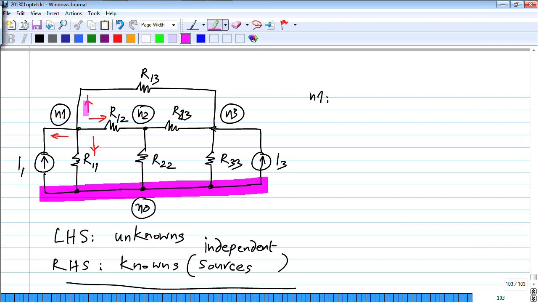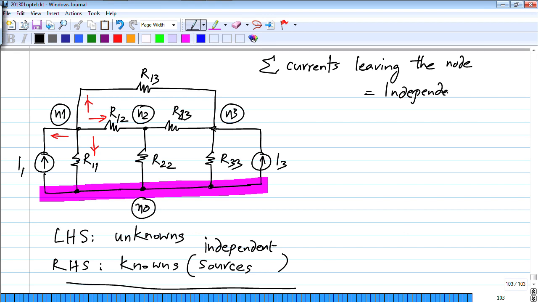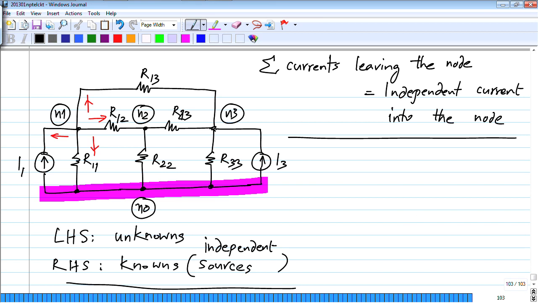So for instance, if I write the KCL at this node, the current through R13 is unknown, current through R12 is unknown, R11 is unknown. All those things I will group on the left hand side. And this current flowing out is due to a current source, independent current source. So that's a known quantity and I will push it to the right hand side. So the way I will write these equations will be summation of currents leaving the node equals any independent current into the node. Okay. So that's how I will write the equations. And finally, here I have taken a circuit with resistors and current sources. Later we will also add voltage sources and analyze them.